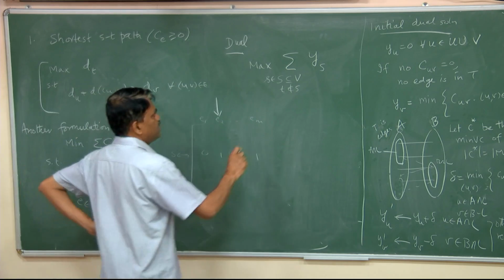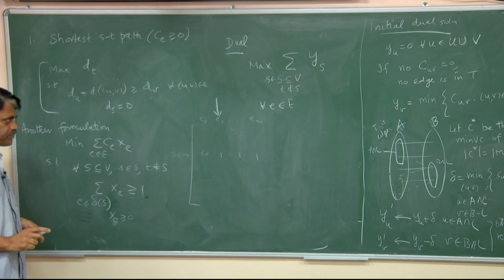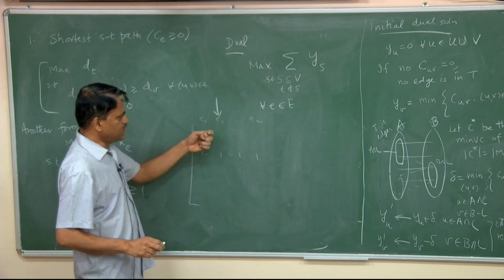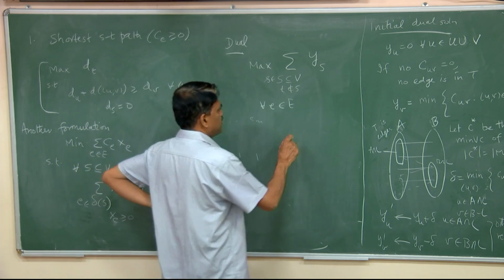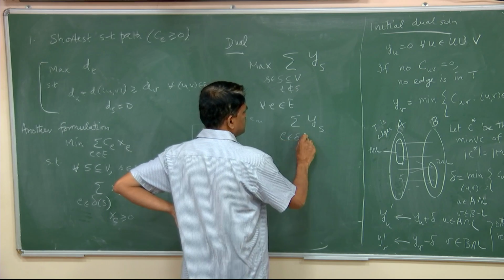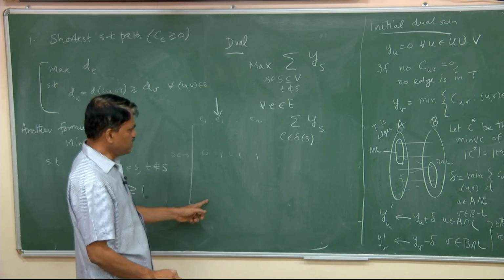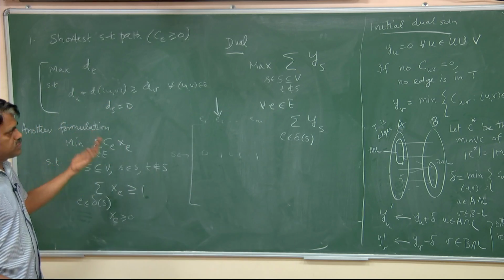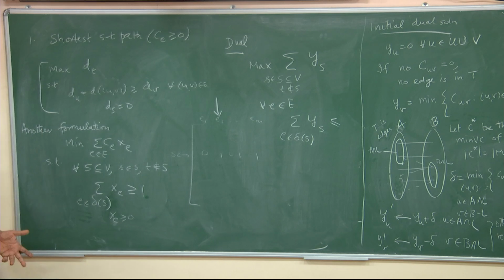So for every edge E, that edge would be present with 1 wherever it is part of that cut, right? Summation of y_S where E is in delta S. Look at all such S's, add them all. Their coefficients are 1, and what? It's a maximization problem, so less than or equal to, what is the right-hand side? The corresponding coefficient in the objective function.